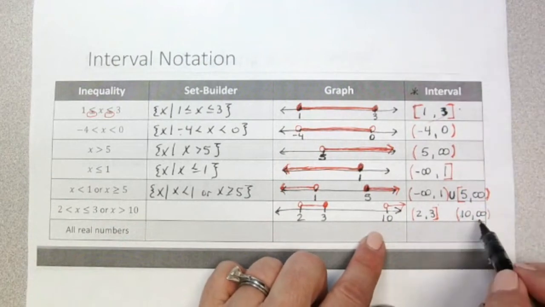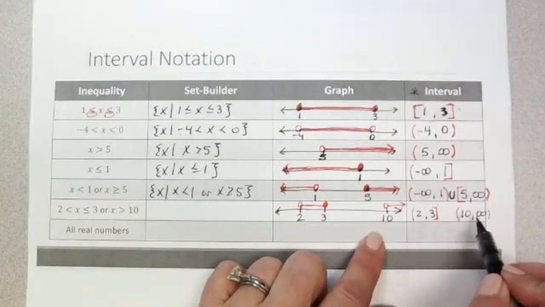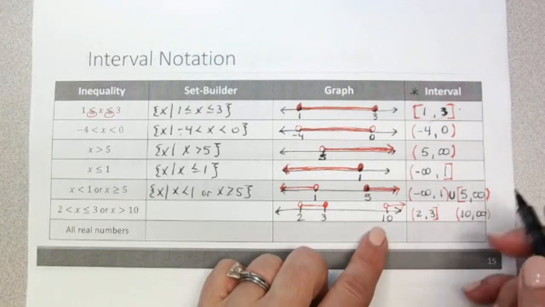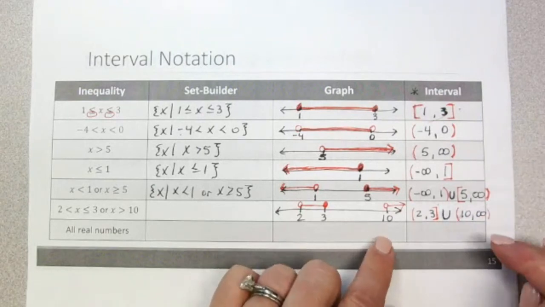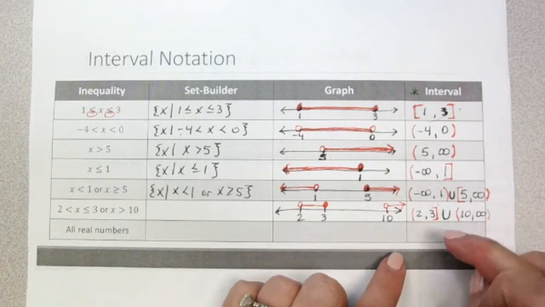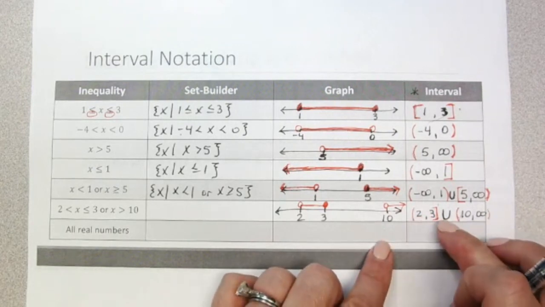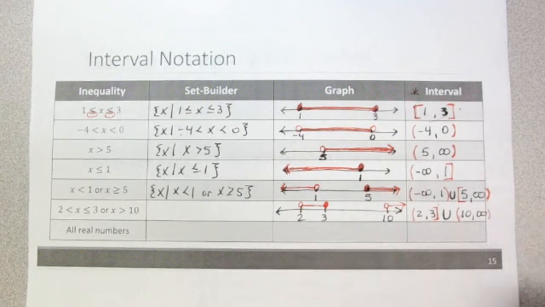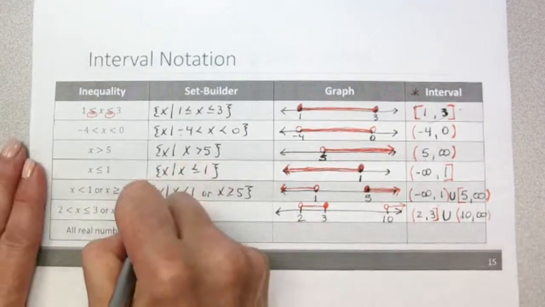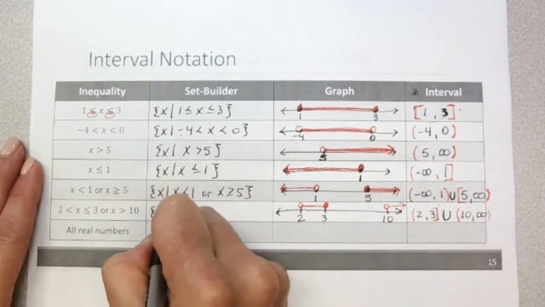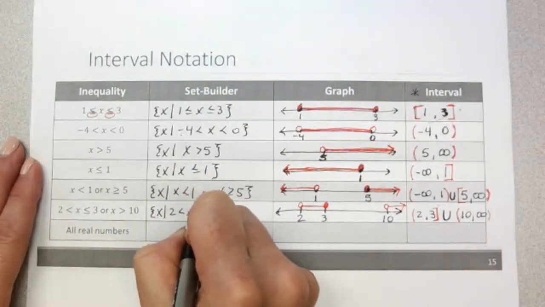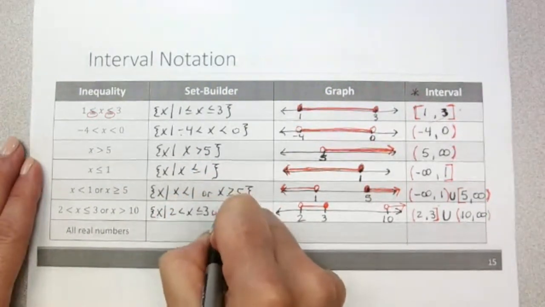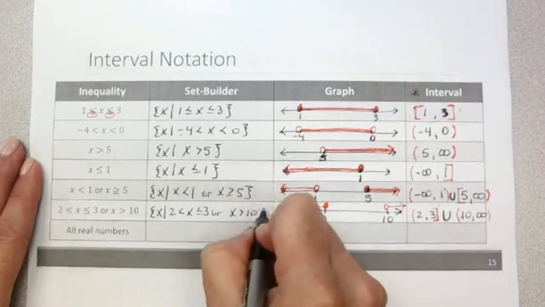Of course, I have two sets here, two continuous sets, right, or two intervals, so I'll need to stick that union symbol in there to show that I'm interested in all of these values. I'm interested in the values of the first set in union with the values of the second set. My set builder notation, set of all x, such that 2 is less than x is less than or equal to 3, or x is greater than 10.